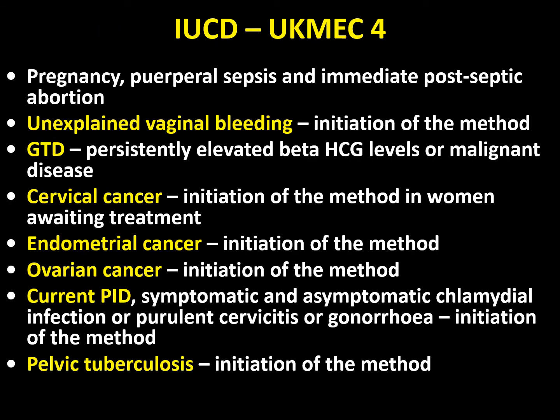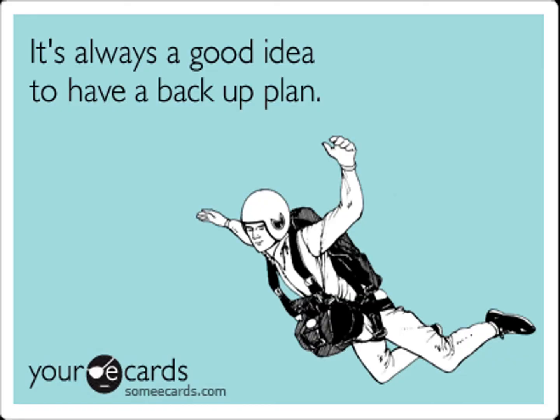For the contraindications of intrauterine contraceptive device, please go back to the United Kingdom medical eligibility criteria. For category 4 and 3, a backup plan is required when there is unplanned, unprotected intercourse, or if there is an accident to the condom, or if there are missed pills, we need plan B. Emergency contraception.